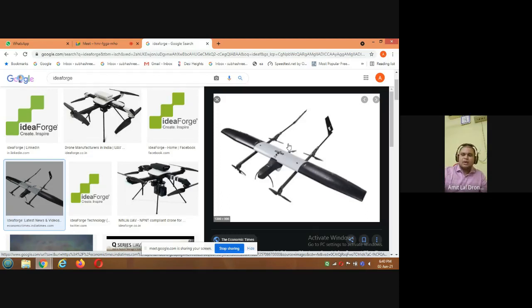So this is a VTOL kind of drone. What VTOL is, basically, it will take off vertically, then it can fly as a plane directly. It doesn't need to do the pitching stuff directly. It can do it as a plane does.